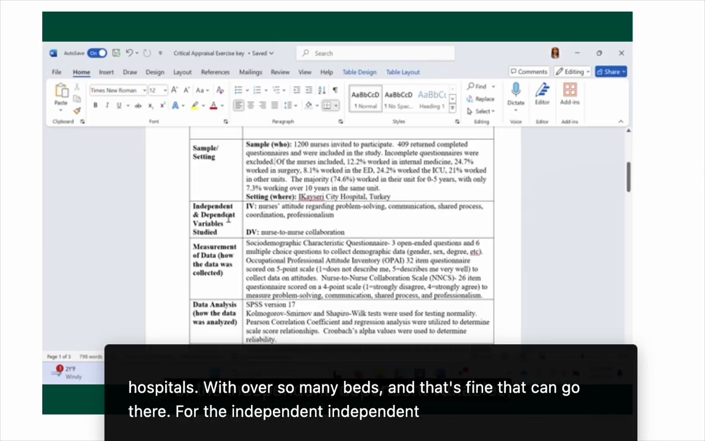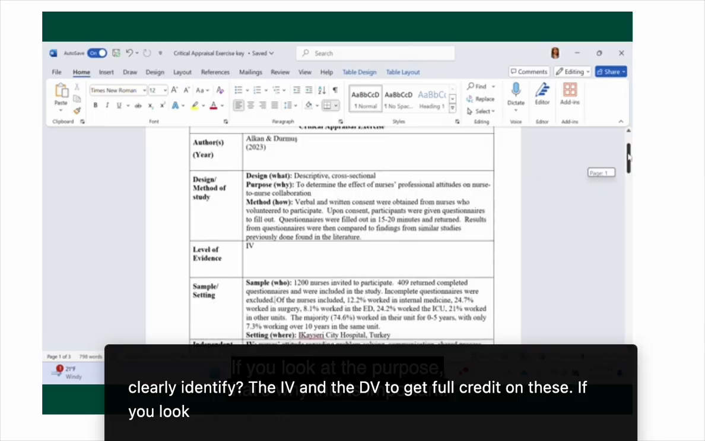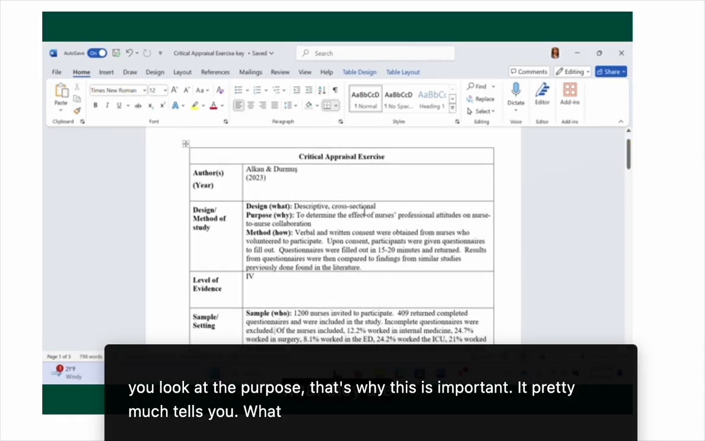For the independent variables, you need to clearly identify the IV and the DV to get full credit on these. If you look at the purpose, that's why this is important, it pretty much tells you what they are researching or what they are investigating.